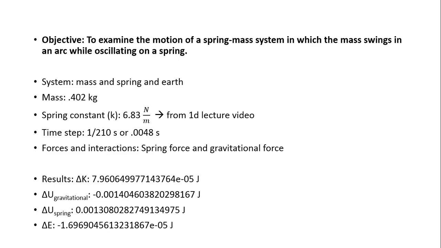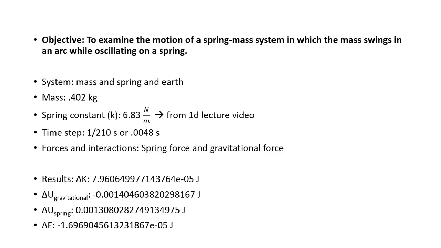Here we've included the mass, the spring, and the earth all in our system. Our mass weighs 0.402 kilograms, and our spring constant, found from the 1D lecture video, is 6.83 newtons per meter. Our time step is also given to be 1/210, or 0.0048 seconds. The only forces and interactions at play in this particular model are the spring force and the gravitational force.